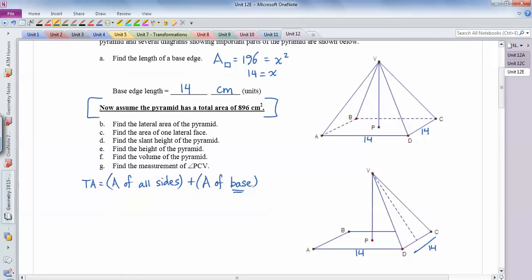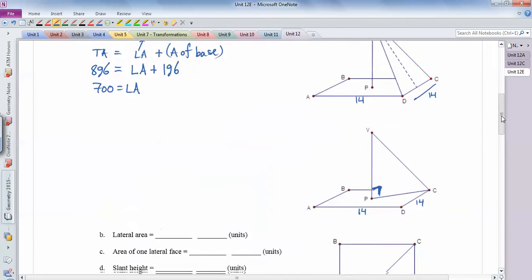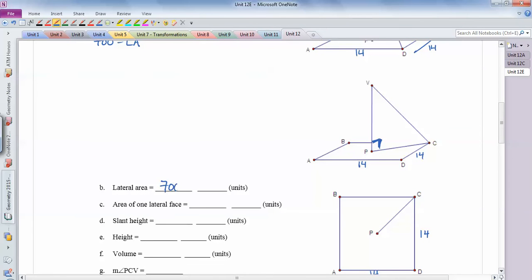Okay? Well, I just want the lateral area. The area of all the sides is the lateral area. So, let me write total area equals lateral area plus area of the base. And we know some of these things. We know the total area is 896. The lateral area we want, and the area of the base we know was 196. So if I subtract, I get that the lateral area is going to be 700. So down here I can fill in 700. And since everything was in centimeters, this is centimeters squared.